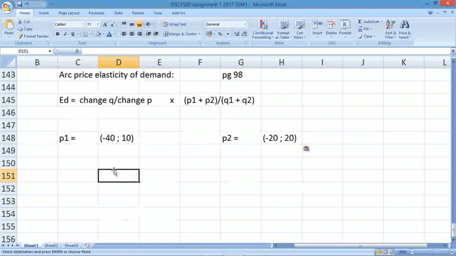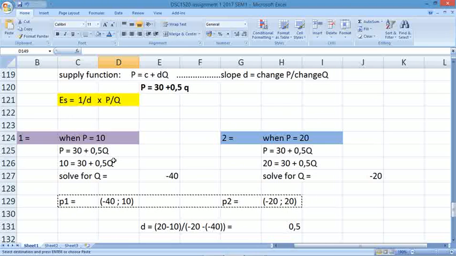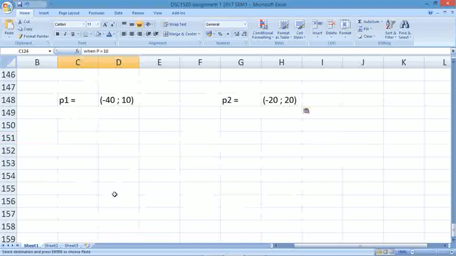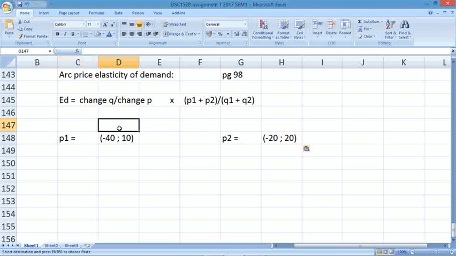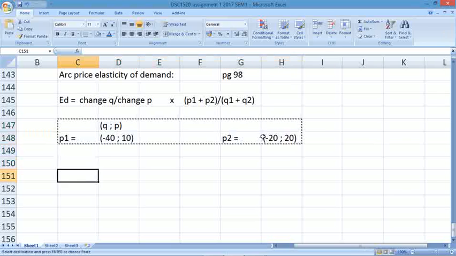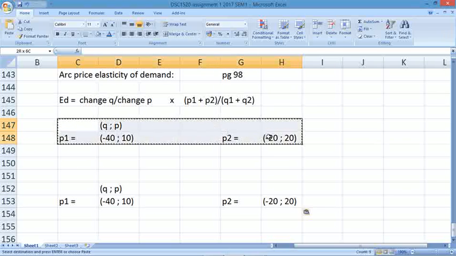So if I'm looking at the ED, it will be a change in Q over a change in P. So I'm obviously looking at price times quantity. Remember, price was 10 here. So we're looking at Q here and P. That's what we're looking at. Let's move this down a bit so you can see the working. Alright, so that's what we've got.